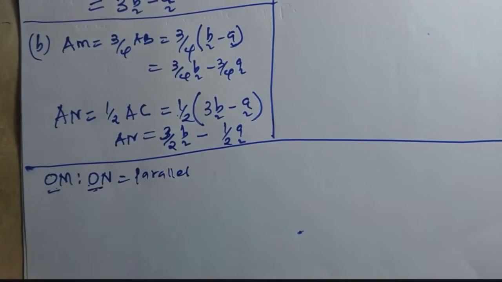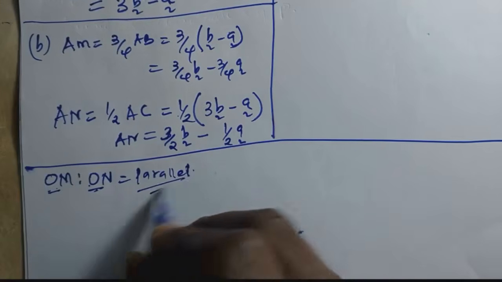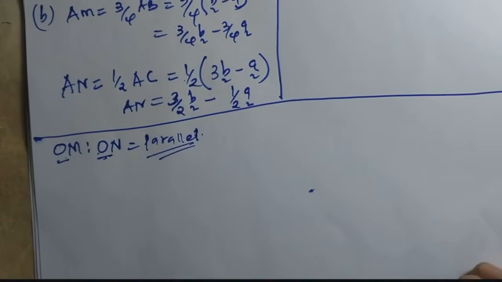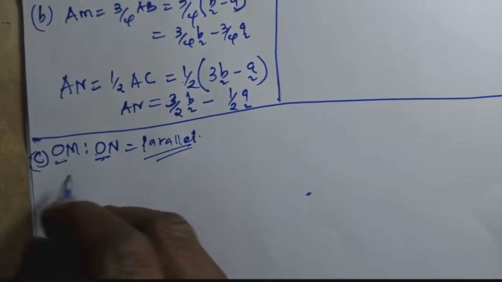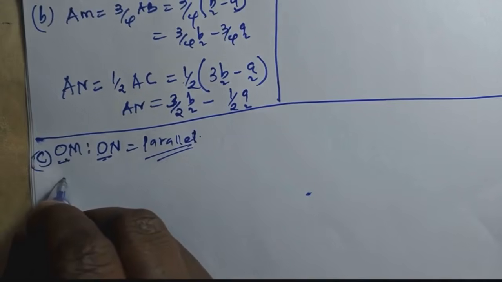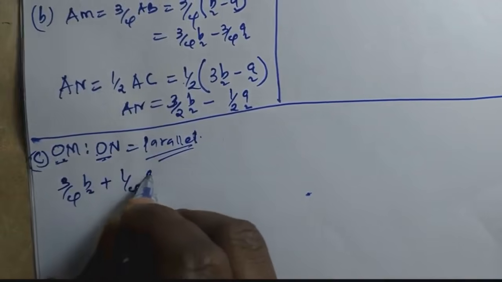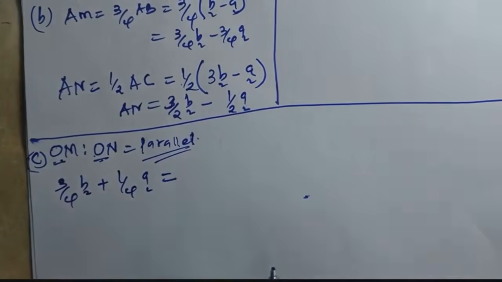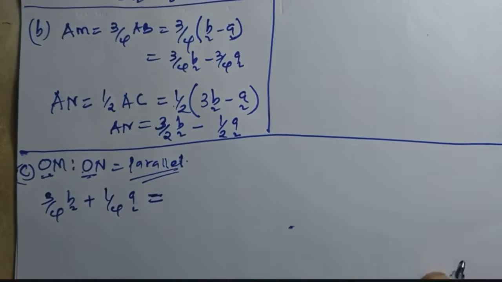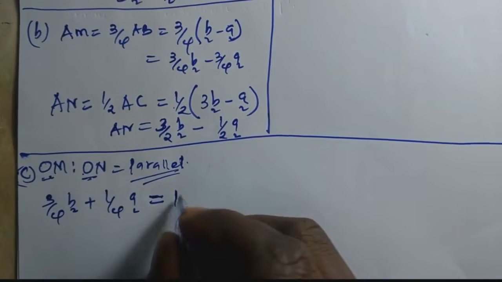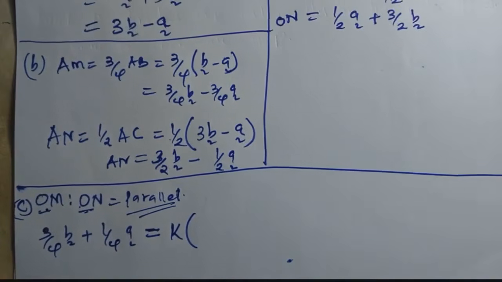That one is obvious. So first, the task is to show that they are parallel. Now that's what we want to show. Let's show now. We are in part C. So we have OM is 3 over 4B plus 1 over 4A, which is equal to, we can now introduce a constant k, which would equal k ON.